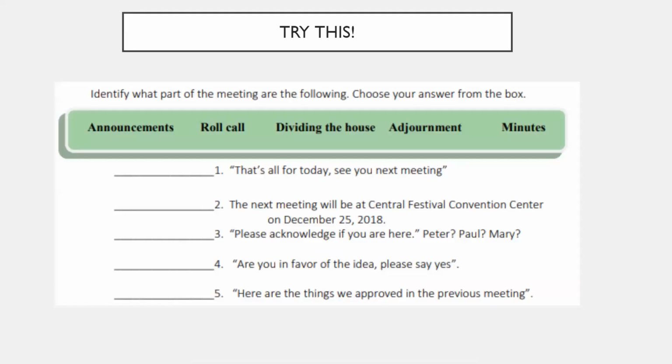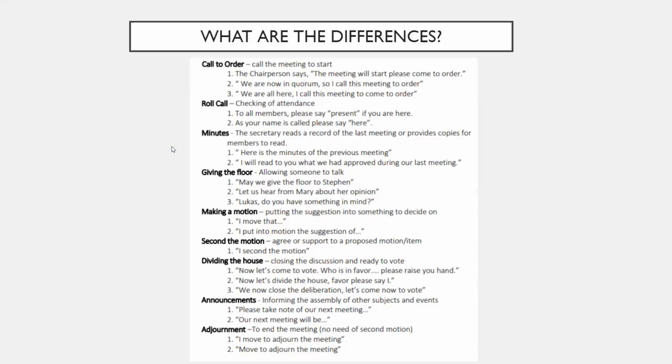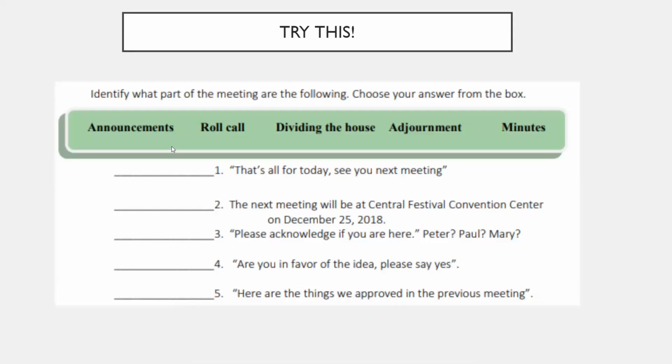Right. So in your book, what you have to do is read sentences 1 to 5, and decide which category they fall into. Okay, is it announcement? You can check back to this slide. Is it roll call? Is it dividing the house, adjournment, or minutes? Okay, so try to do this. Okay, that's all for today. See you next meeting. That's all.